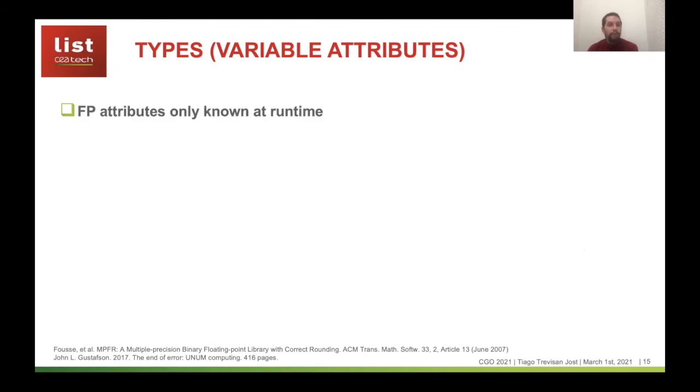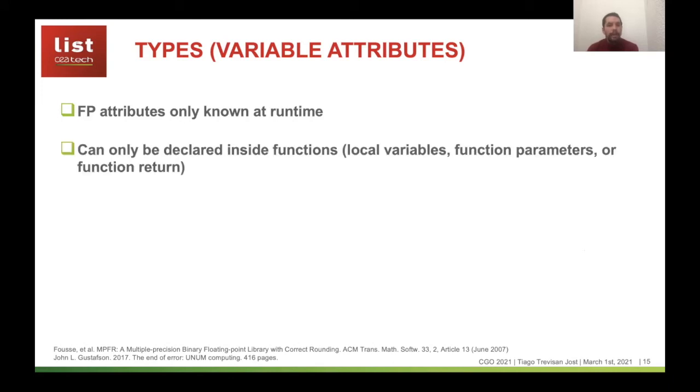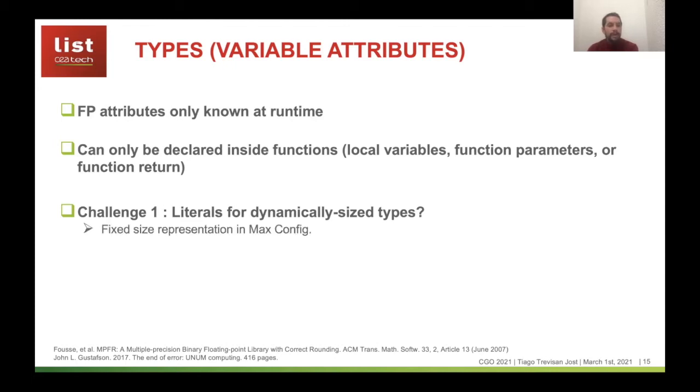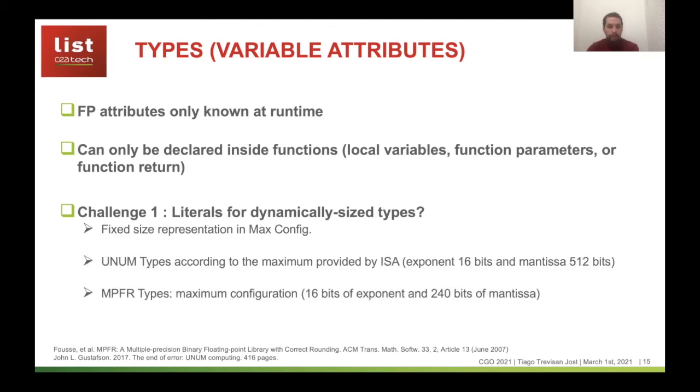In this case, the floating point attributes are only known at runtime, and they can only be declared inside functions. So it can be local variables, function parameters, or function returns. One of the first challenges we have with this is how can we provide literals for dynamically sized types? The way we do it is through a fixed size representation in a maximum configuration. For Unum types, it's according to the maximum provided by the ISA, which means we have an exponent of 16 bits and a mantissa of 512 bits. And for the MPFR types, a maximum configuration means 16 bits of exponent and 240 bits of mantissa.